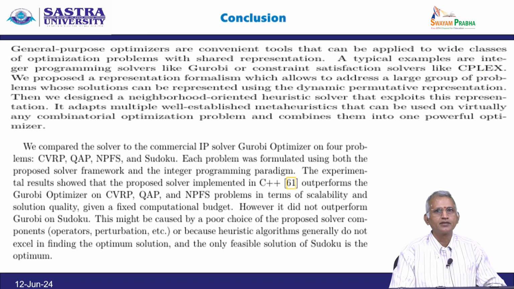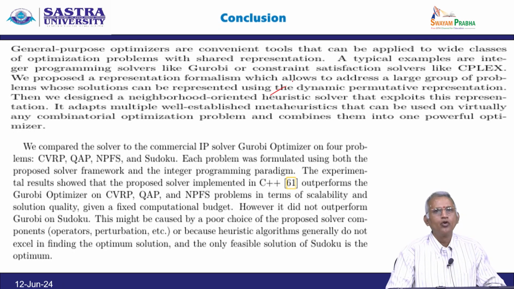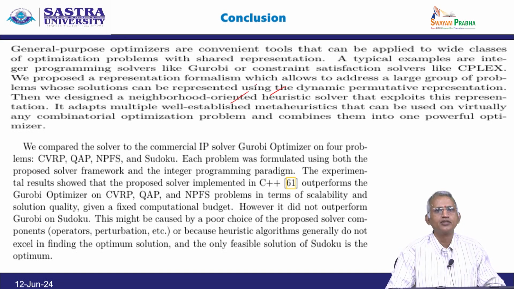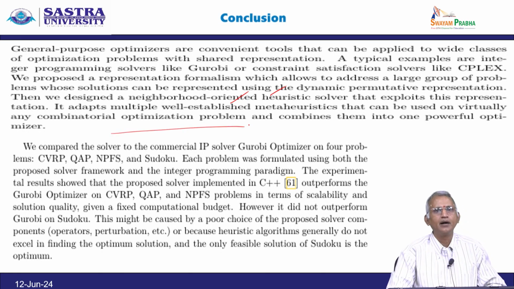Which allows us to address a large group of problems whose solution can be represented using the dynamic permutation representation. Then we designed a neighbourhood-oriented heuristic solver that exploits this representation. It adapts multiple well-established metaheuristics that can be used on virtually any combinatorial optimization problem and combines them into one powerful optimizer.